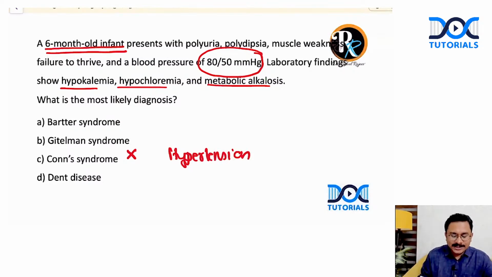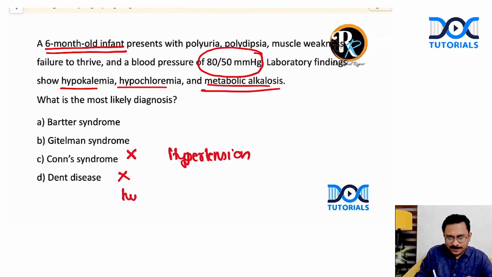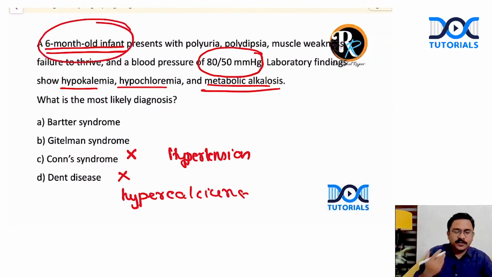Now, Dent disease. What about Dent disease? It's basically a problem with the proximal tubule, and the patient is not going to have metabolic alkalosis. There will be hypercalciuria, but there is no metabolic alkalosis. Dent disease means it's a proximal tubular defect, there will be hypercalciuria. Okay. Now, between Bartter and Gitelman, what do you think? This age, infancy, is more favoring what? Bartter or Gitelman? Bartter syndrome. Gitelman presentation is relatively late.